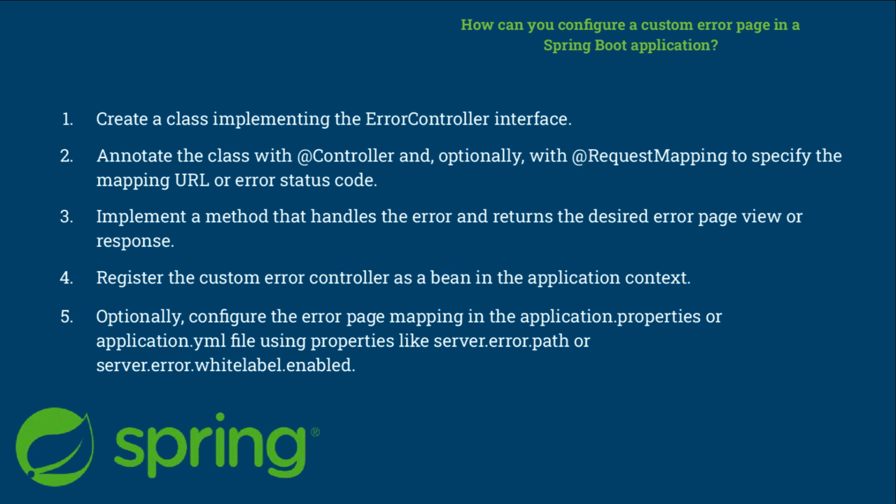Register the custom error controller as a bean in the application context. Optionally, configure the error page mapping in the application.properties or application.yaml file using properties like server.error.path or server.error.whitelabel.enabled.